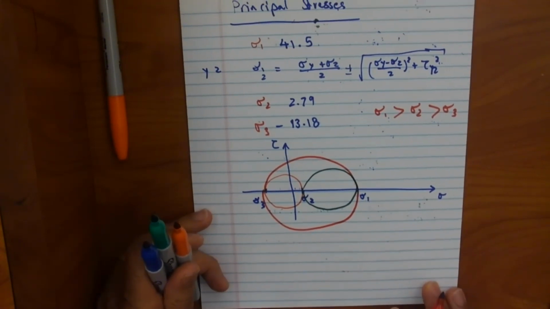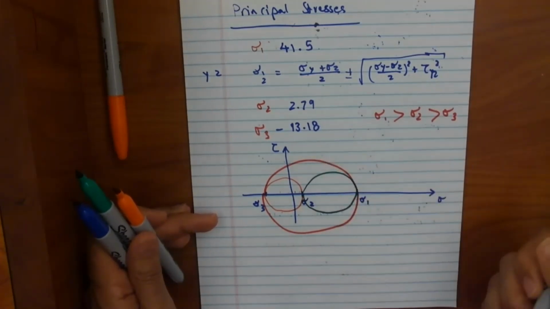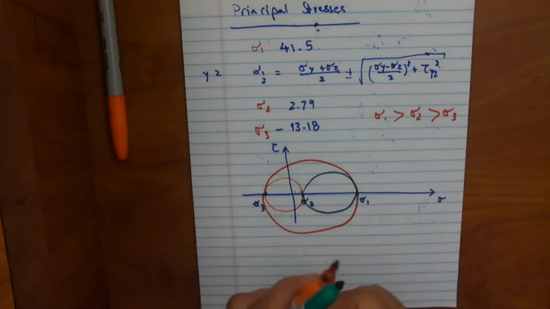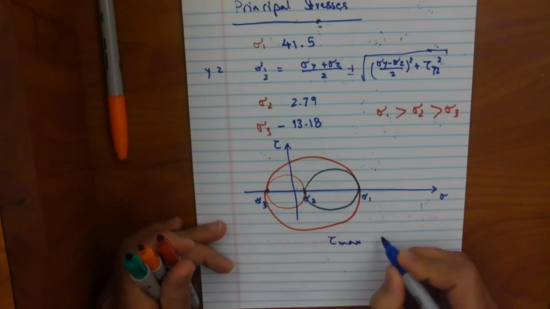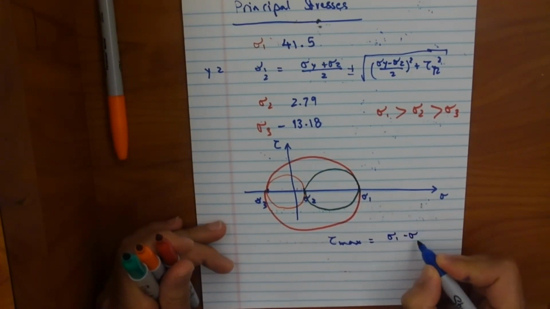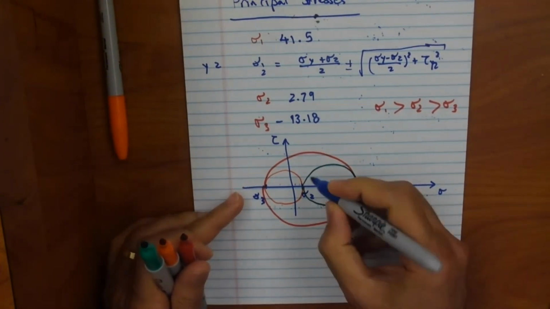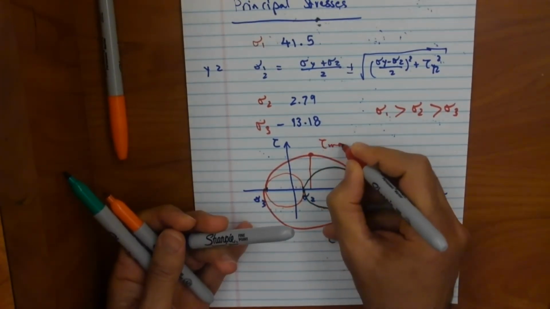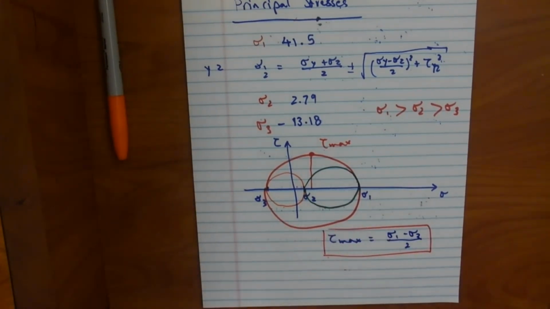Now this is useful because not only can I use sigma 1, sigma 2, and sigma 3 to find my sigma prime, but I can also use my Mohr circle expression to find my tau max. So my absolute maximum shear stress is going to be equal to sigma 1 minus sigma 3, the diameter of the red circle, divided by 2, because it is this one here. So this is tau max. You all see it?